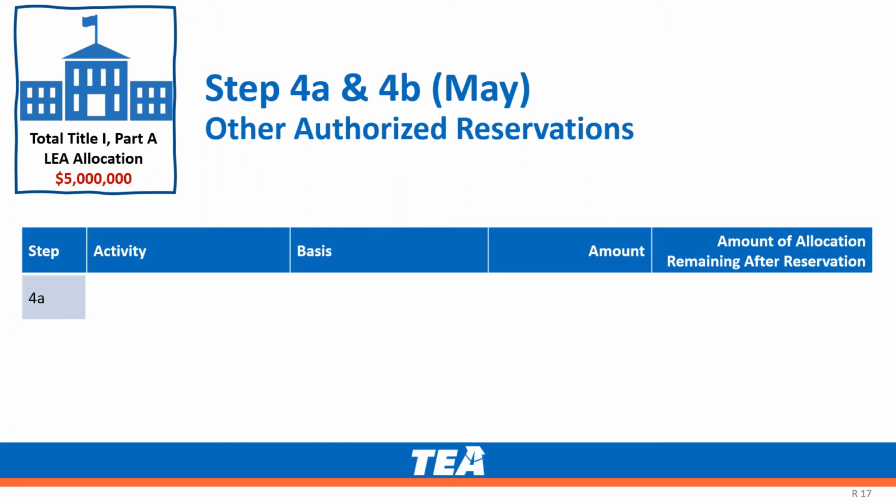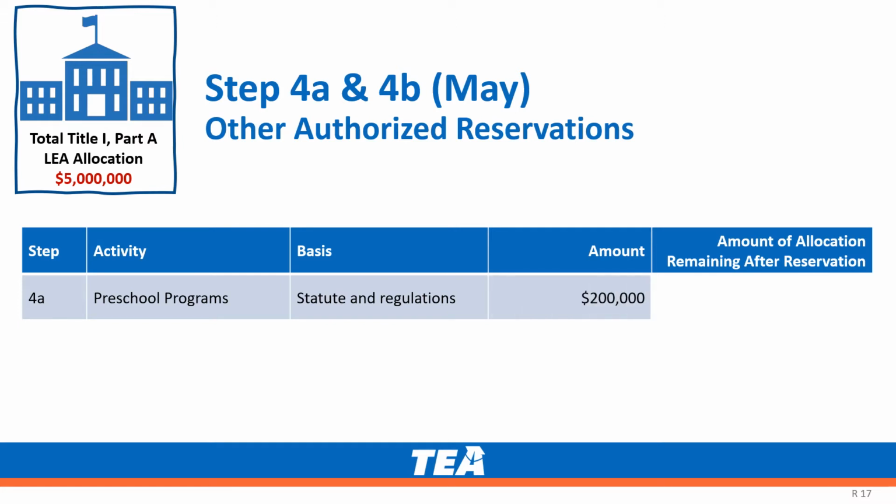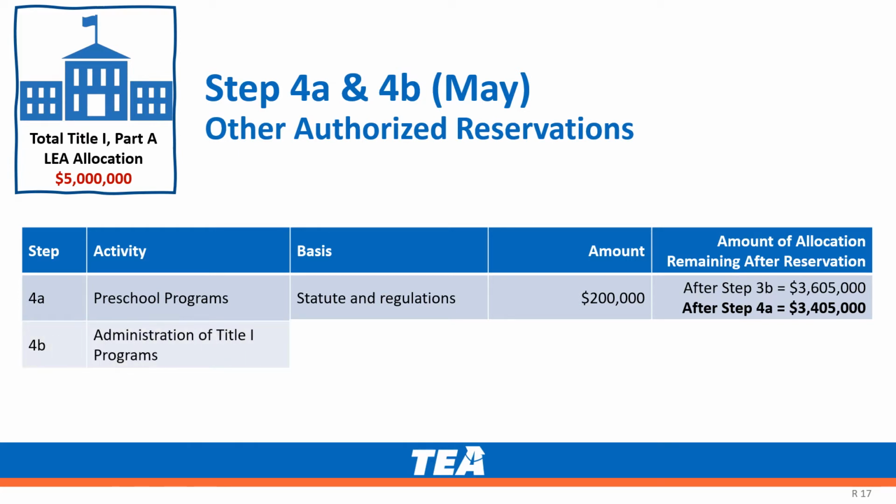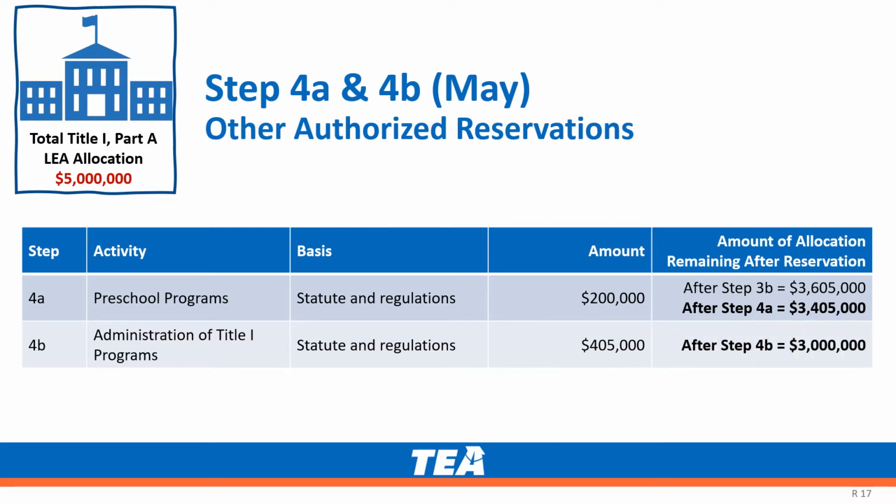For Step 4A, which will be for preschool programs, based on statute and regulations, the LEA has decided to reserve $200,000. After this reservation, the LEA now has $3,405,000 left to allocate to its Title I Part A campuses. For Step 4B, which will be for administration of Title I Part A programs, the LEA has decided to reserve $405,000. After this reservation, the LEA now has $3 million left of their allocation that they can now allocate to their Title I Part A eligible campuses.